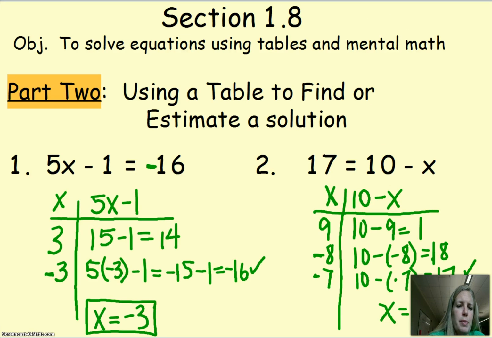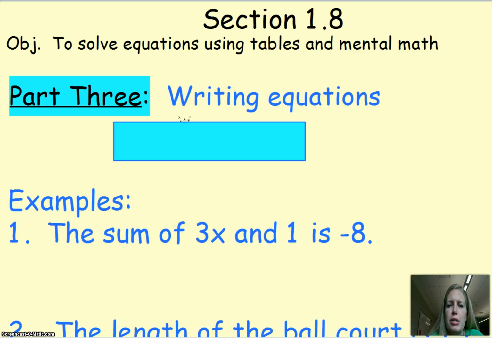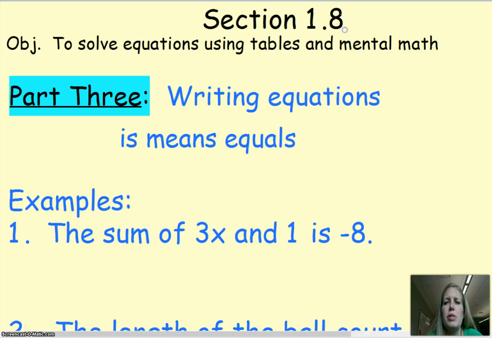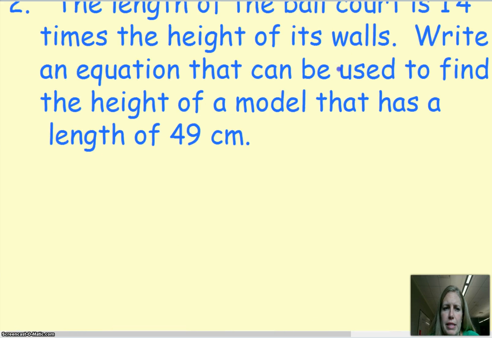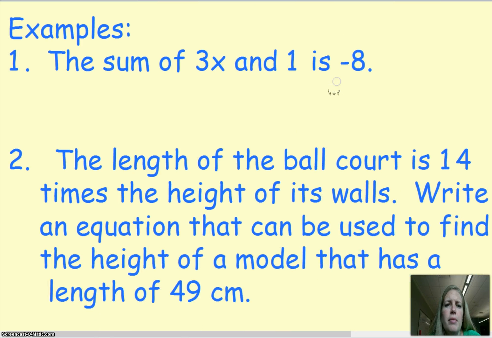And part 3, our last part, is writing an equation. So I'm going to give you words, and then you're going to translate. Important to remember is that "is" means equal. So when you see the word is, generally you're going to put in an equal sign. So write down the first one, write down examples. The sum of 3x and 1 is -8. Okay, so there's my is. So I know that I'm going to have equals here, -8.